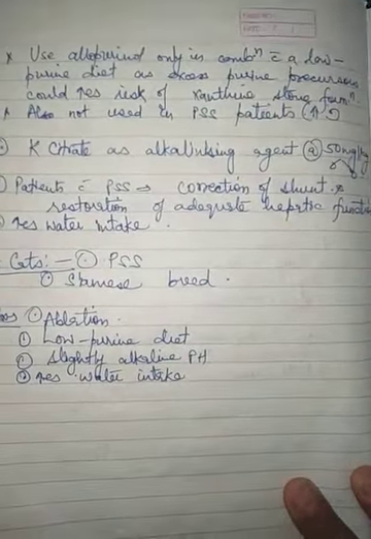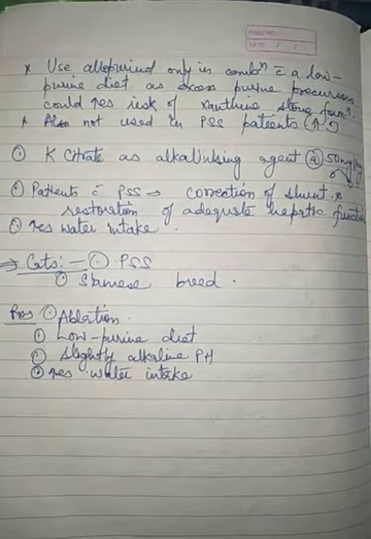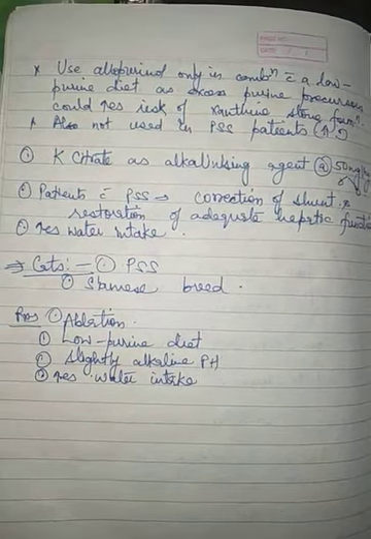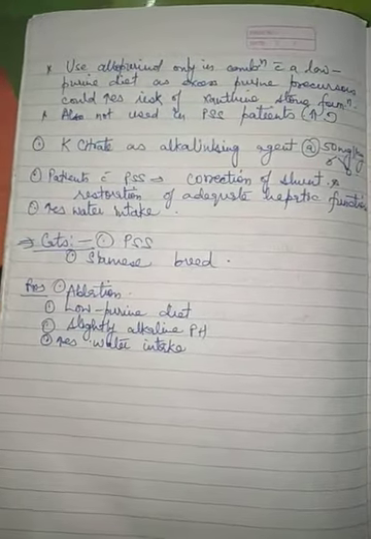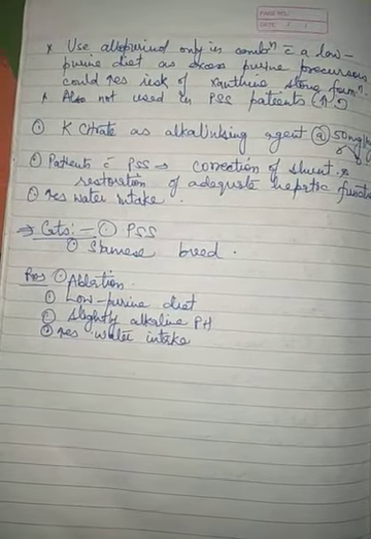Here we use allopurinol only in combination with a low purine diet, as the excess purine precursor, that is xanthine, could increase the risk of xanthine stone formation. If xanthine is present, it will cause xanthine stone formation.